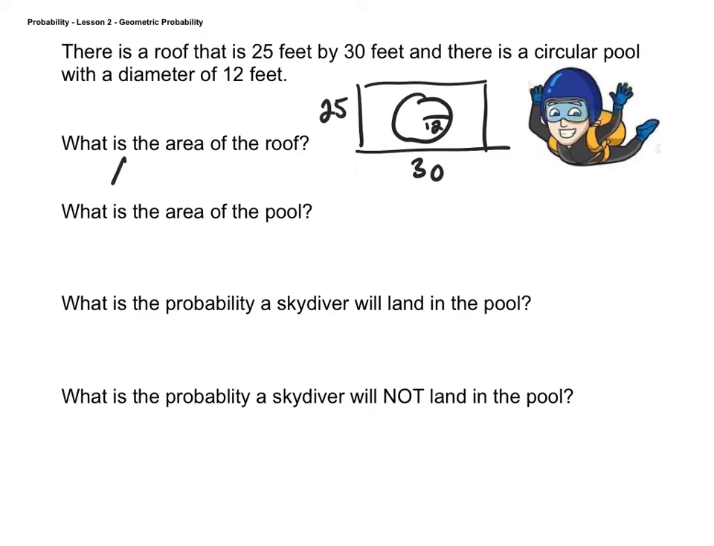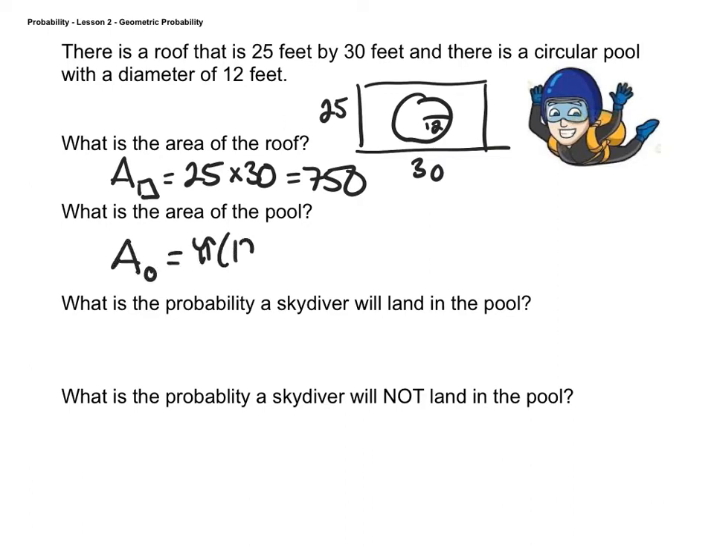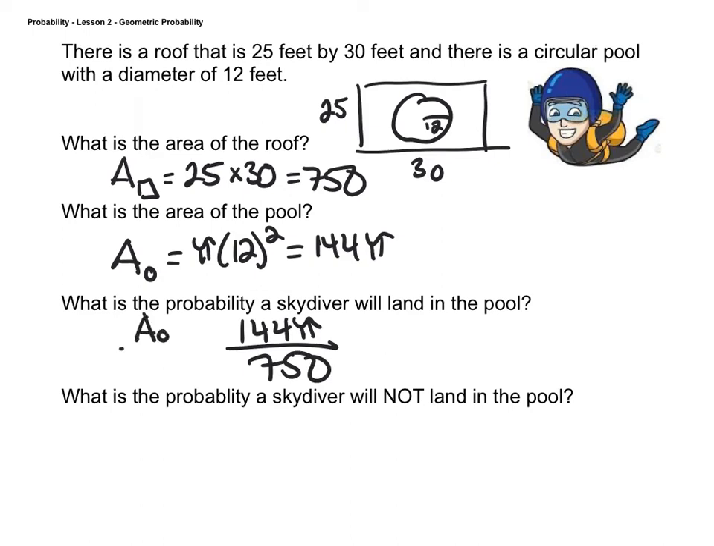So the area of the rectangle is 25 times 30, which would be 750. Okay, what's the area of the pool? Area of the circle is pi r squared, or 144 pi. 12 squared is 144. What is the probability that the skydiver will land in the pool? So the pool is 144 pi divided by the top of the building is 750. Okay, that's the area of the circle divided by the area of the rectangle.